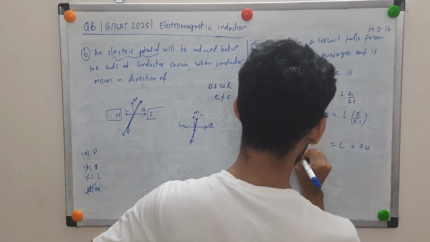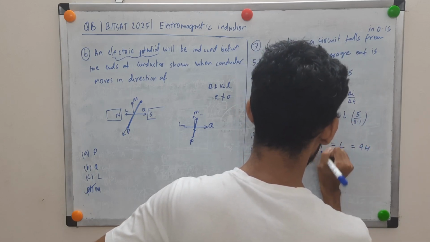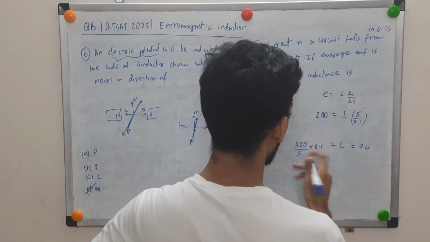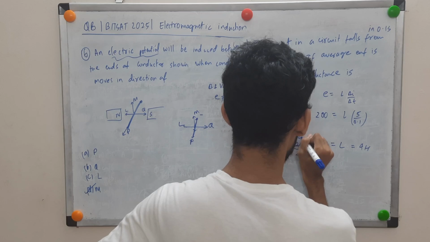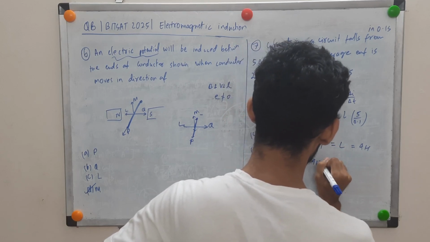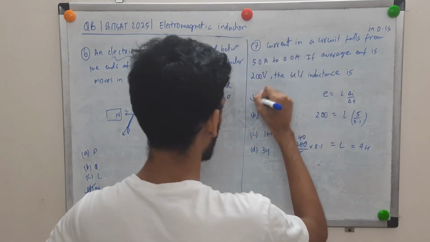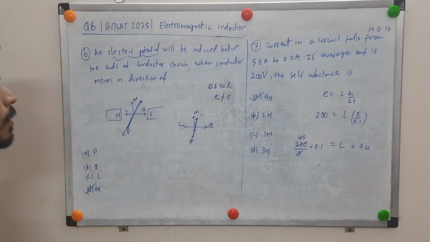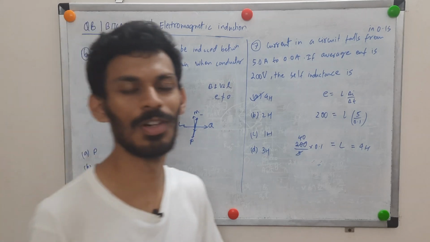So 200 into 0.1 by 5. So 5 fours are 20 and 0. This 0 and the decimal will shift. So 4 Henry is your answer, which is option E. Okay, so that's about these two questions. Over to the next one.